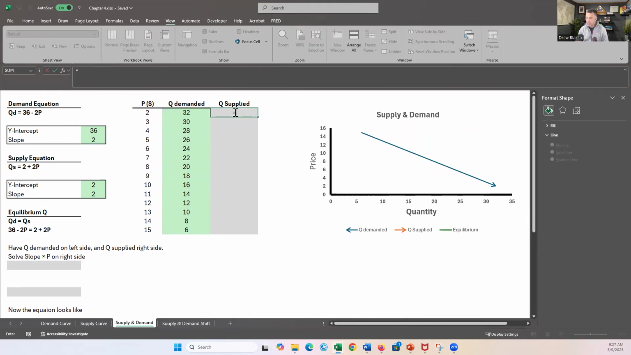Now let's do supply. I'm going to type equals. We want this equation here. Quantity supplied is equal to the y-intercept of 2, right? I'm going to press function F4. I want to freeze that, absolute, so it's fixed. It does not shift down. And now this is going to be a plus. Supply is a direct relationship. And that's going to be the slope.